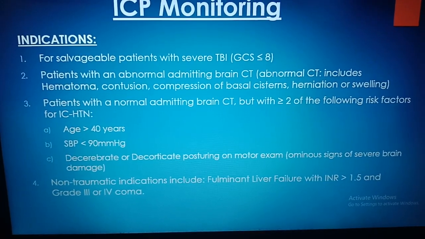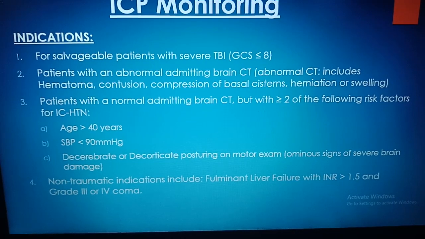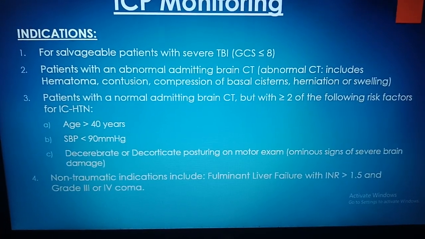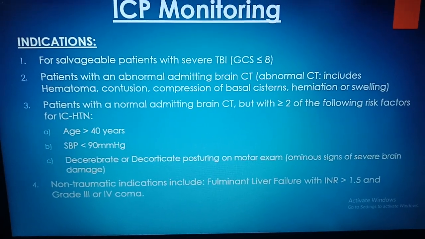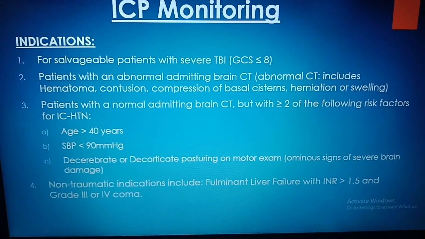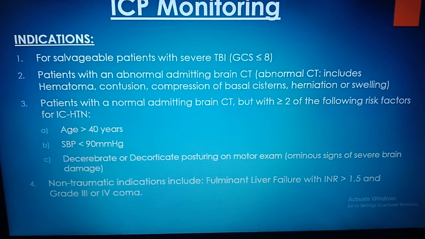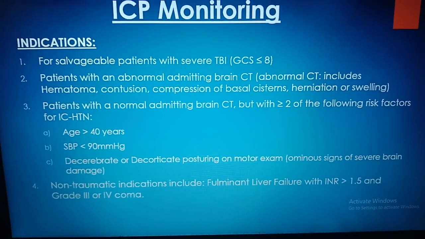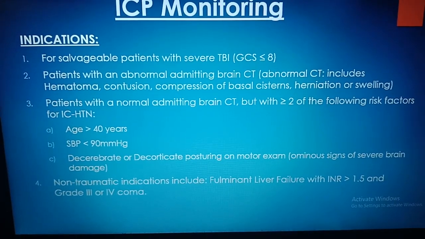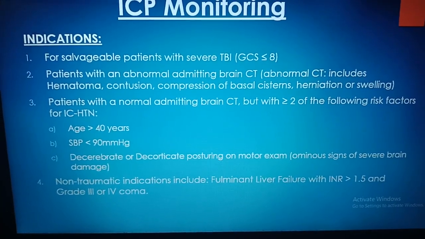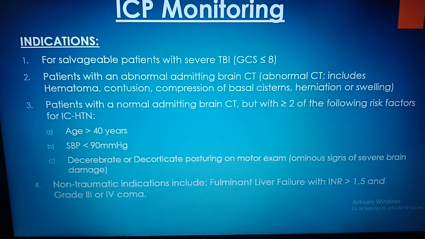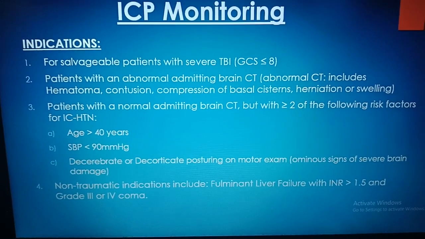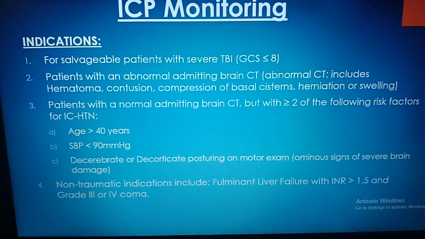Now, what is an abnormal CT? It's anything that is not normal, like hematoma, contusion, compression of basal cisterns, herniation, or swelling. Number 3 is patients with a normal admitting brain CT, but the patient has 2 or more of the following risk factors. Number 1, the age is more than 40. Number 2, the systolic blood pressure is less than 90. And number 3, as I already mentioned in the previous slide, there can be a decerebrate or decorticate posture, which is an indicator of severe brain damage.